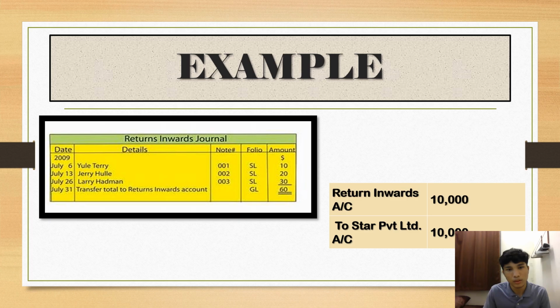The return invoice journal has a date, details, note, folio, and amount. Dates are 2009, July 6, July 13, July 26, and July 31. On 6 July there is a Utilitary, on 13 July a Jerry Hull, on 26 July a Larry Hetman, and on 31 July the total is transferred to the returns invoice account. That is the amount in the return invoice account.